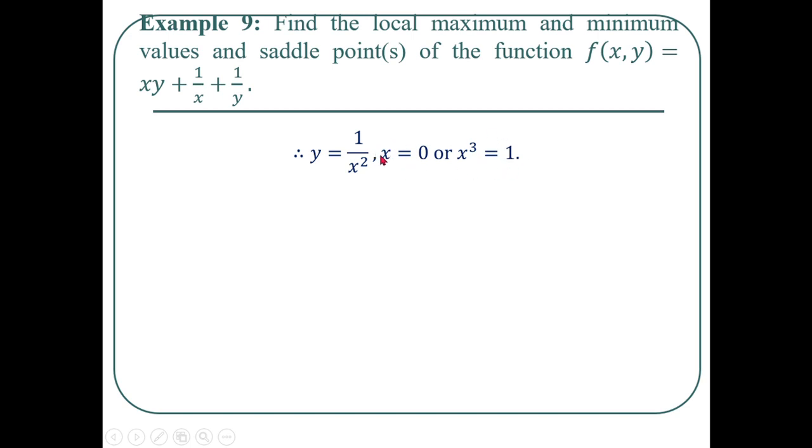When x is equal to 0, y cannot be defined. So x is equal to 0 is not a valid value for x. So we have to just consider x cube is equal to 1 and y is equal to 1/x square.